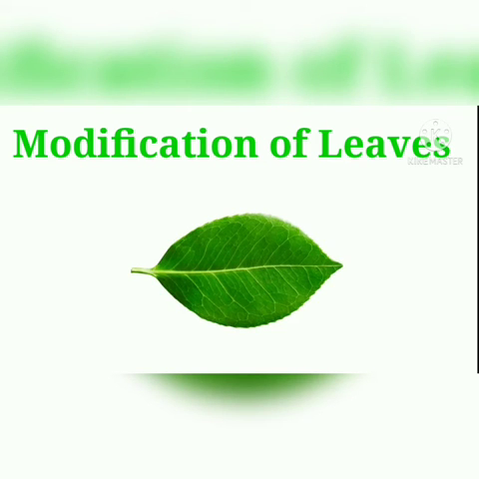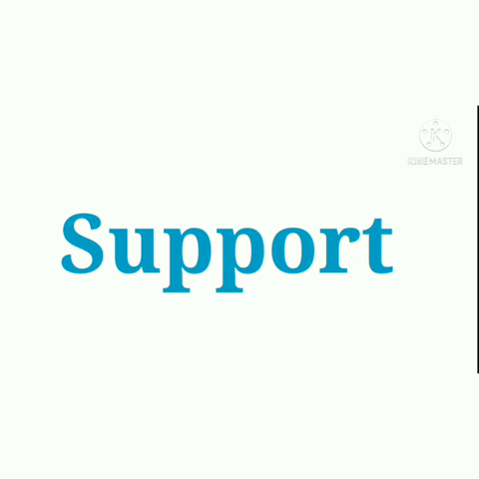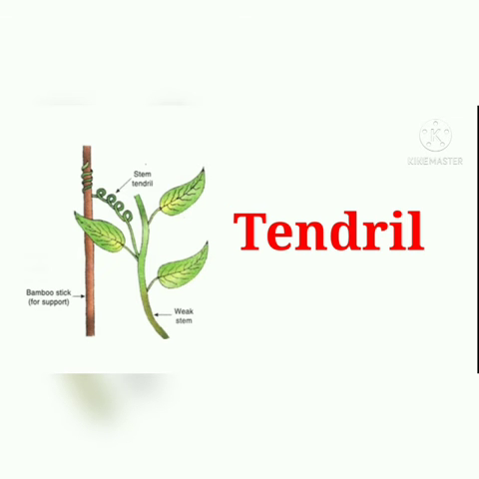Modification of leaves. Leaves of some plants are modified to perform many other functions. Support. Leaves of some plants are modified to form tendrils. Tendrils are slender curved structures mostly found in climbers. Tendrils twine around objects with the help of their spring-like structure. Examples are grapevine and pea plants. Tendrils of grapevine can develop from either the stem or leaves.